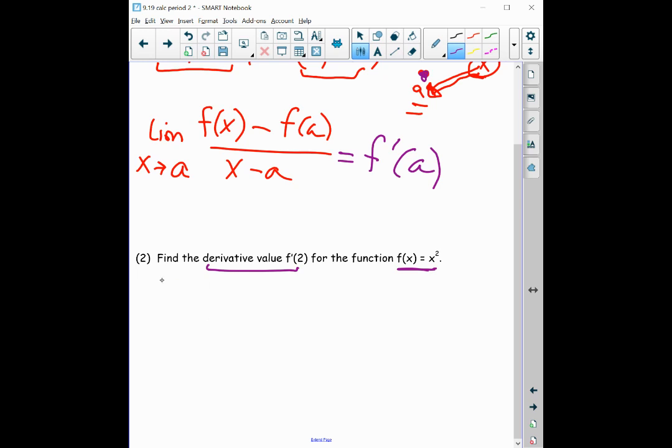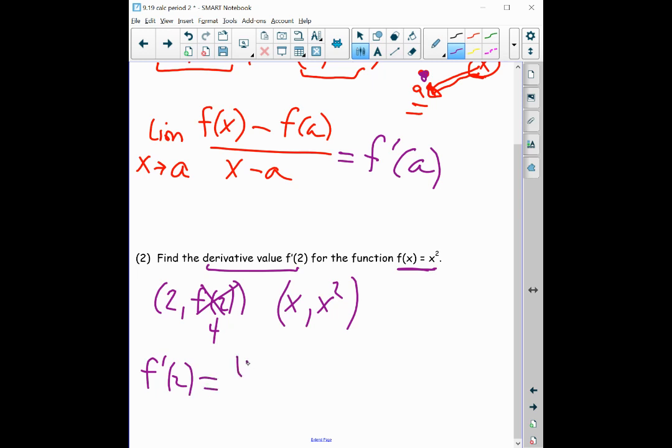So if I wanted to do that, my first point would be 2 and f of 2. My second point is going to be x and f of x, which is just x squared, so I'm going to write it as x squared. And actually, f of 2, if I plug in 2, is 4, so let's make it easier. The first point is 2 comma 4. The second point is x comma x squared, because x squared is the function. So then f prime of 2 is going to be the limit as x approaches 2.